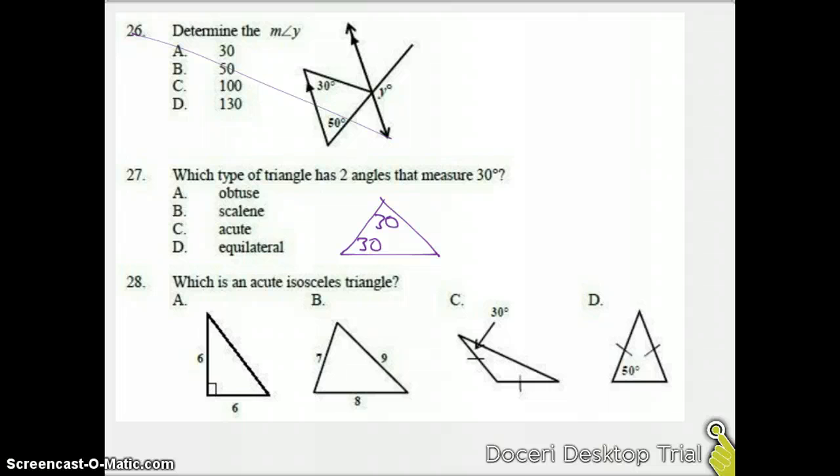30 and 30 is 60. That leaves me with 120 degrees. 120 degrees is an obtuse angle. That means there'll be an obtuse triangle.